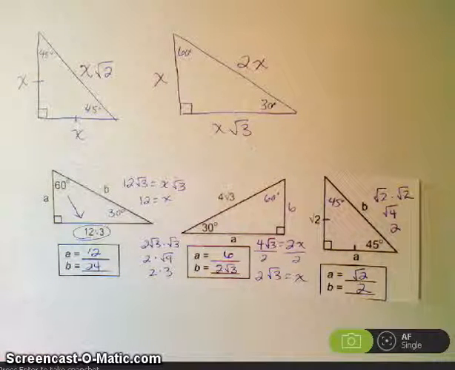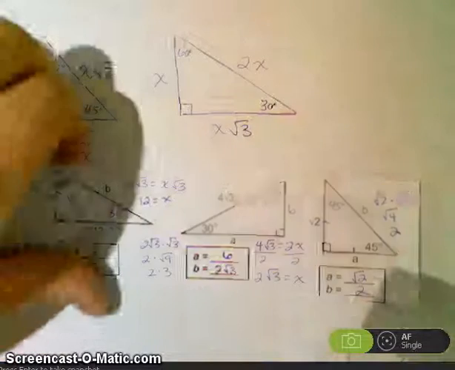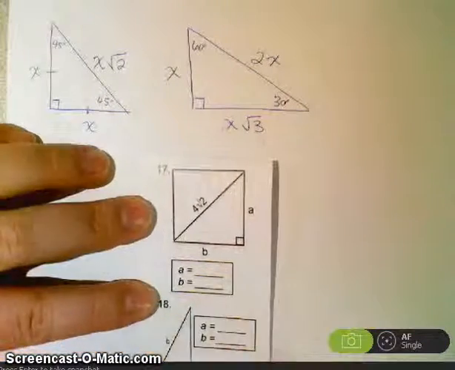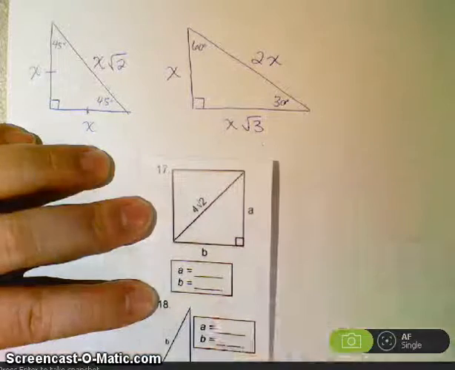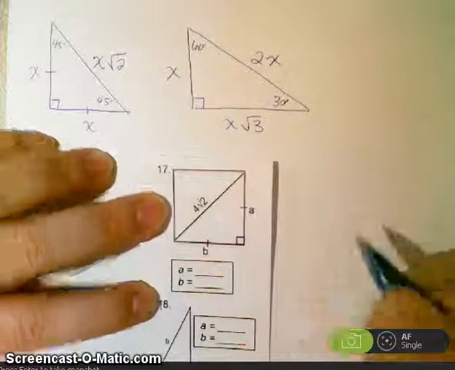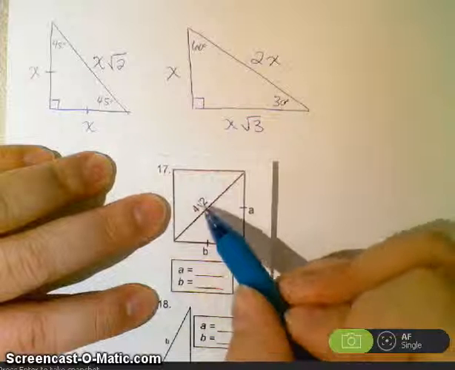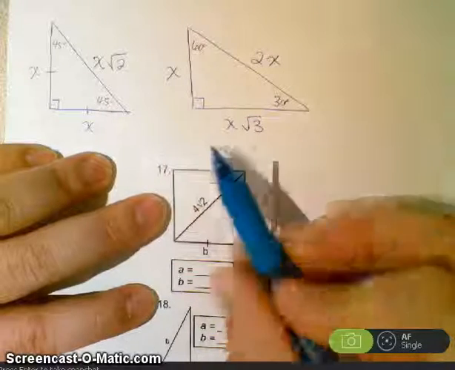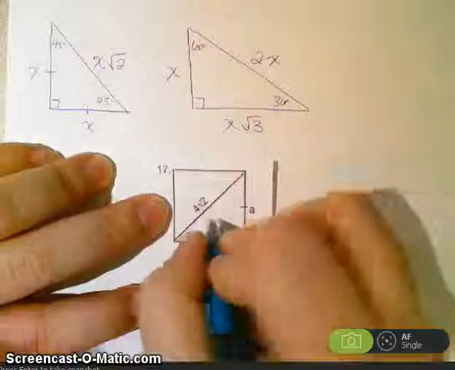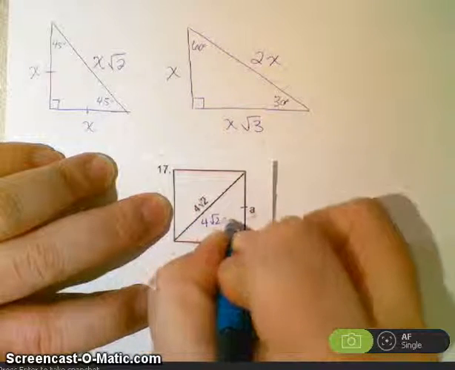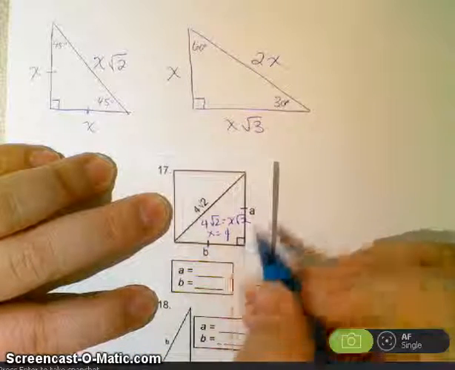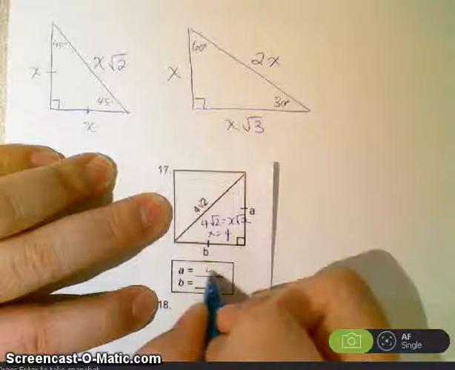Alright, now a few little more complicated ones would be like these pictures here. But again, we're using the exact same two pictures from above. 90-degree angle, this is a square, so these two sides would be equal. Across from the 90 in a 45, 45, 90 is x root 2. So 4 root 2 equals x root 2, which means x equals 4. That's going to be true for each of those two sides.